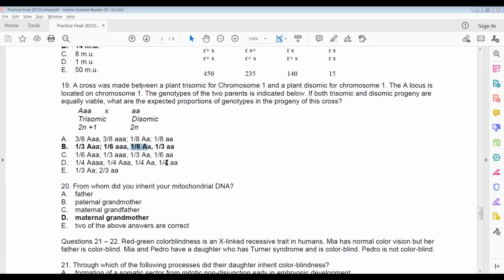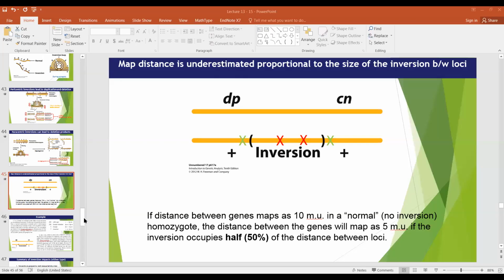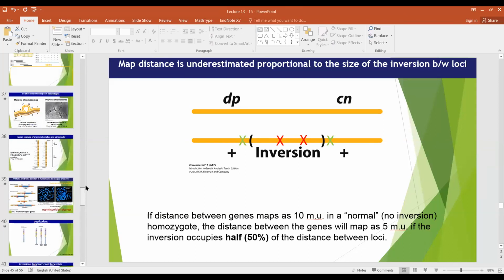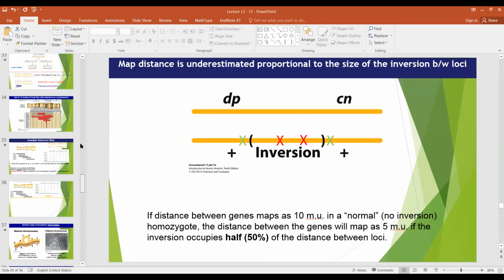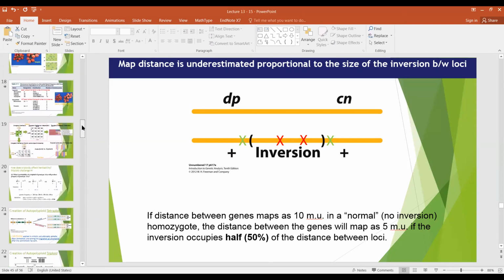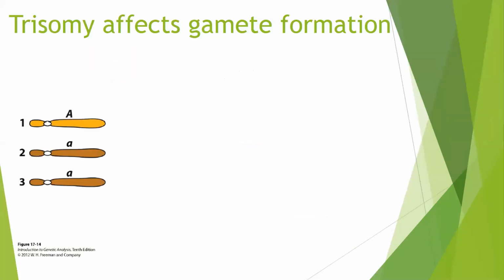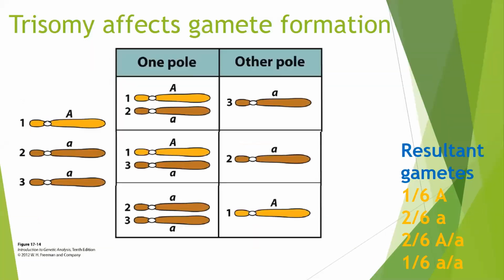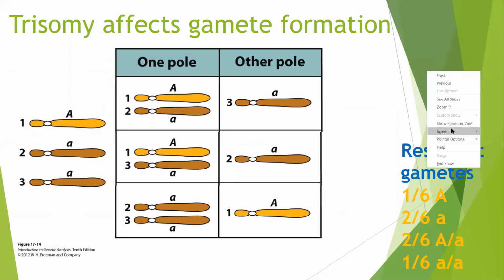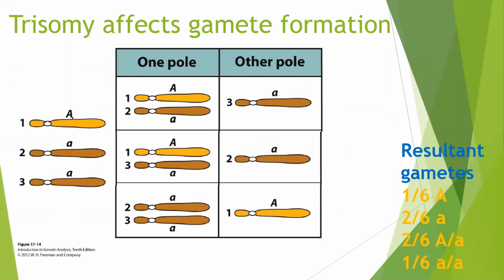The ratio. Let me stop showing this and go back to this. So how can we get the ratio? All right, this is the ratio. Why is that? Actually, this is the same as the question I showed you. We have a trisomic parent like this.